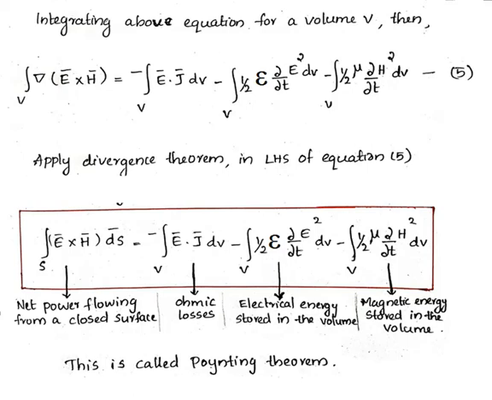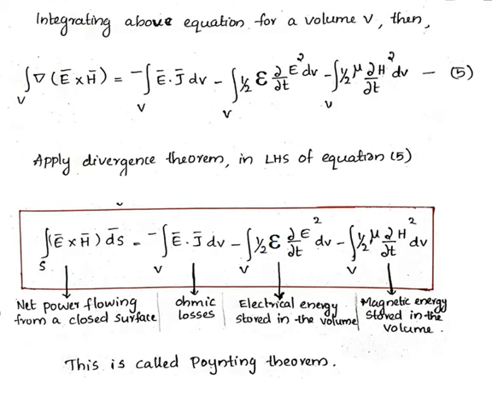Here the volume integral changes into a surface integral, and del dot becomes E cross H over the area element ds. That is, surface integral of E cross H ds is equal to minus volume integral of E dot J dV minus volume integral of 1 by 2 epsilon dou by dou t of E square dV minus volume integral of 1 by 2 mu dou by dou t of H square dV. This equation gives the power flow during the transmission.